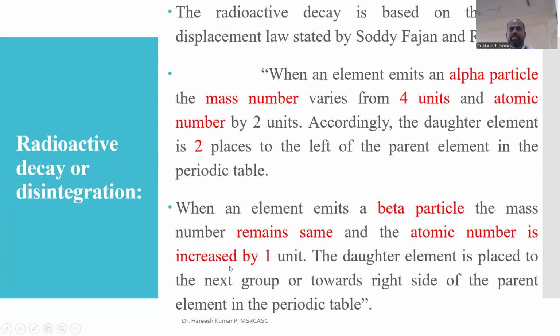When an element emits an alpha particle, the mass number decreases by 4 units and the atomic number by 2 units. Accordingly, the daughter element is 2 places to the left of the parent element in the periodic table. When an element emits a beta particle, the mass number remains the same and the atomic number is increased by 1 unit. The daughter element is placed in the next group, towards the right side of the parent element in the periodic table.